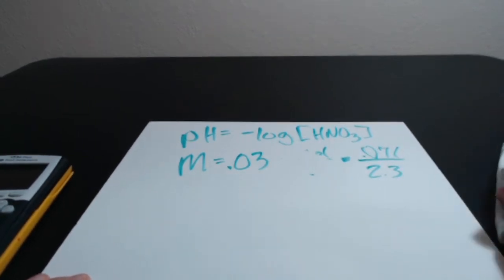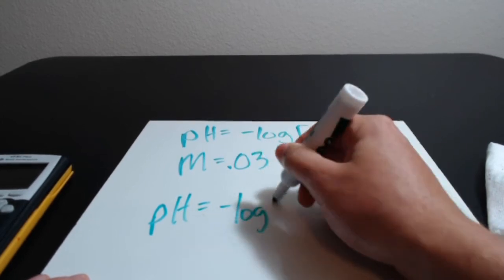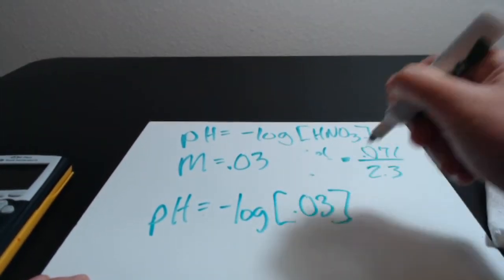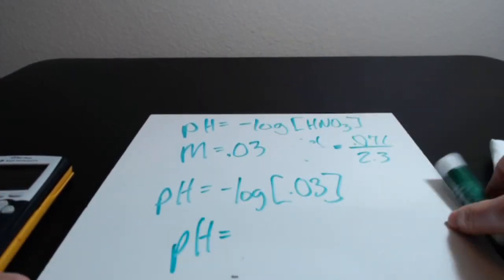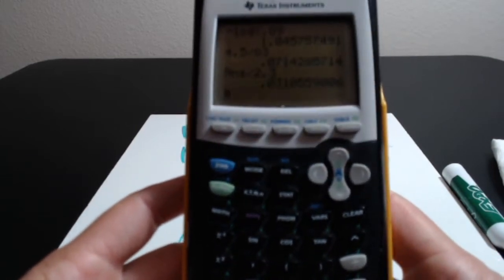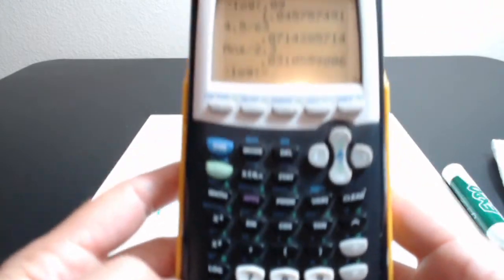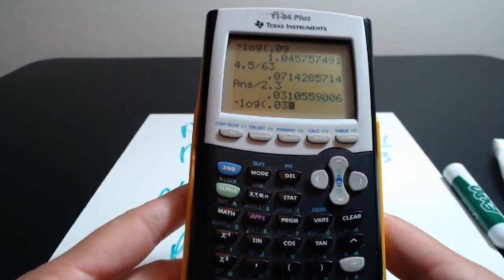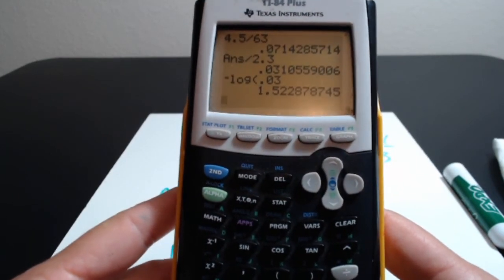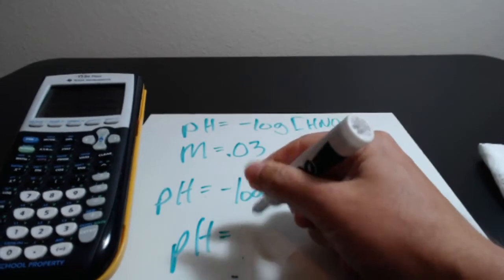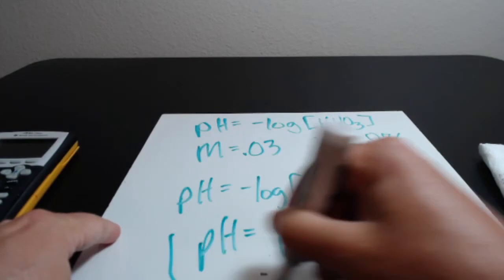So now that I know my molarity, it's real simple. pH is equal to the negative log of 0.03. So let's plug that in. Negative log 0.03 and enter. We have a pH of 1.52. There is our final answer.